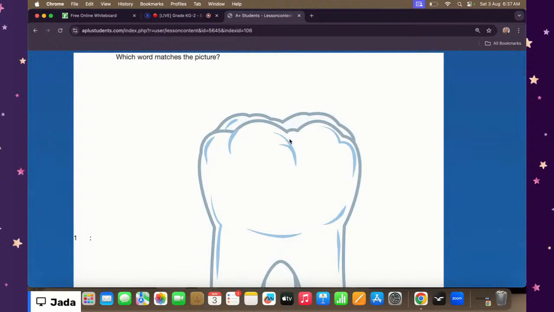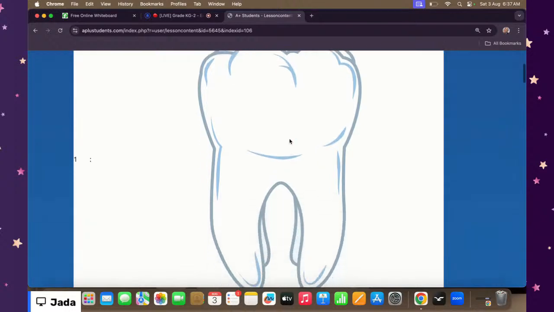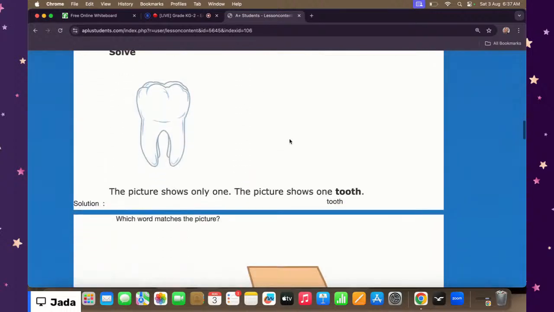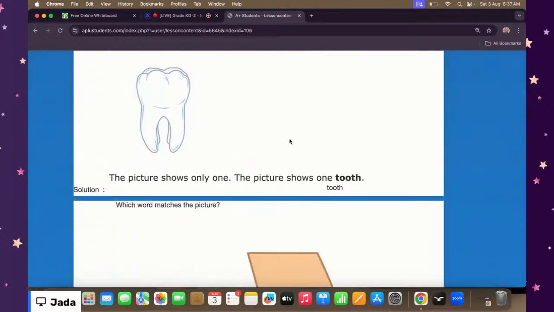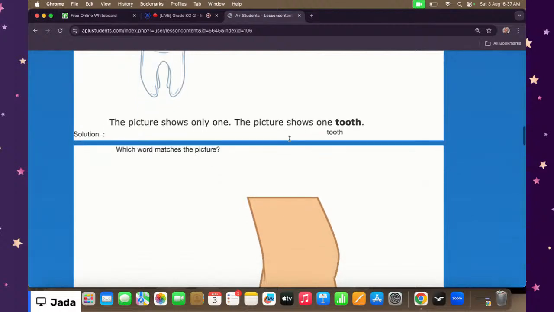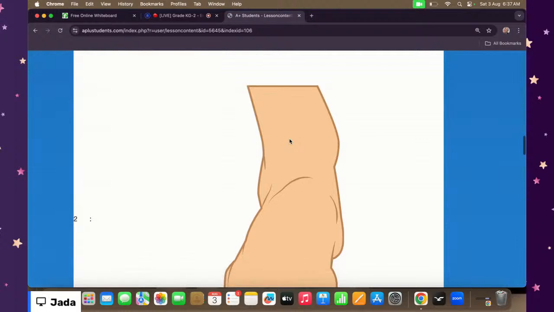So now we have which word matches the picture. What is this? This is a tooth. This tooth is just one tooth. So when it's one, we say tooth. And when it is plural, we say teeth with two E. So that's what we're talking about. Some of these words change their spellings in the plural form. So they are the irregular plural nouns.